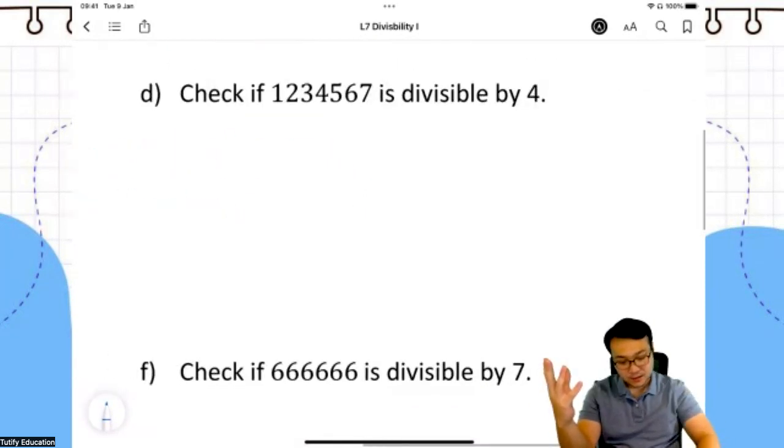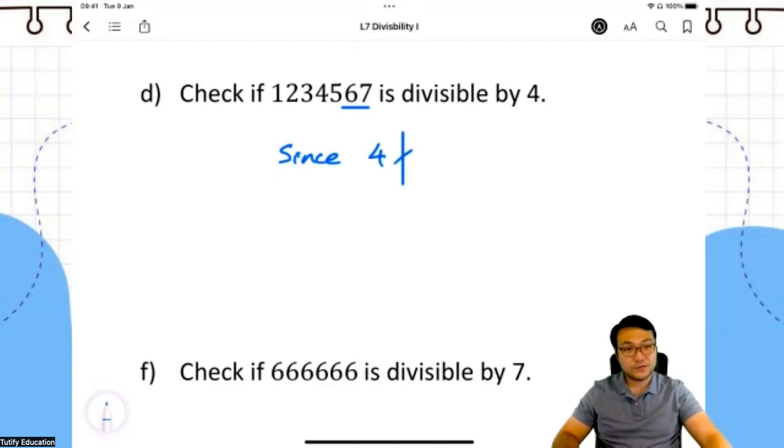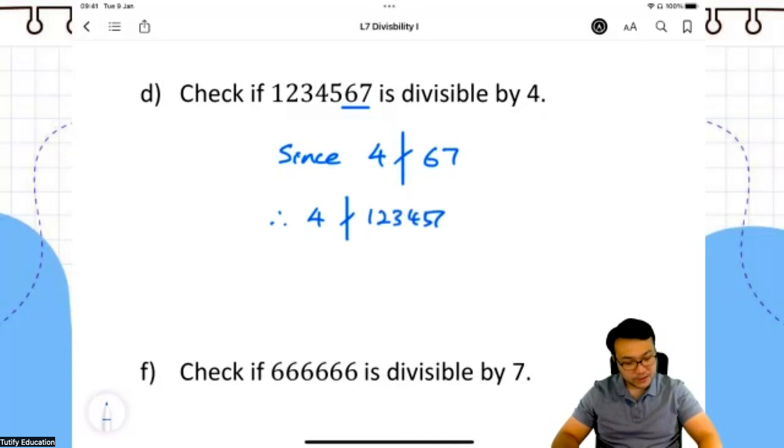And what about this? Look at the last 2 numbers. Now I'm going to teach you another notation. Since 4 does not divide, this is the symbol for does not divide. Since 4 does not divide the number 67, therefore 4 does not divide the number 1, 2, 3, 4, 5, 6, 7. Okay?